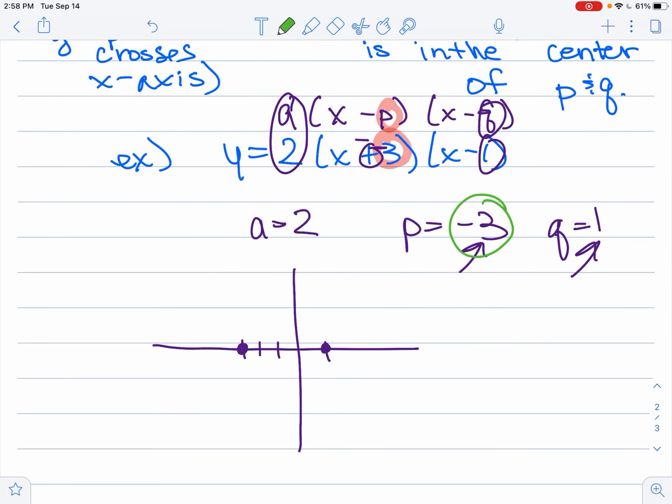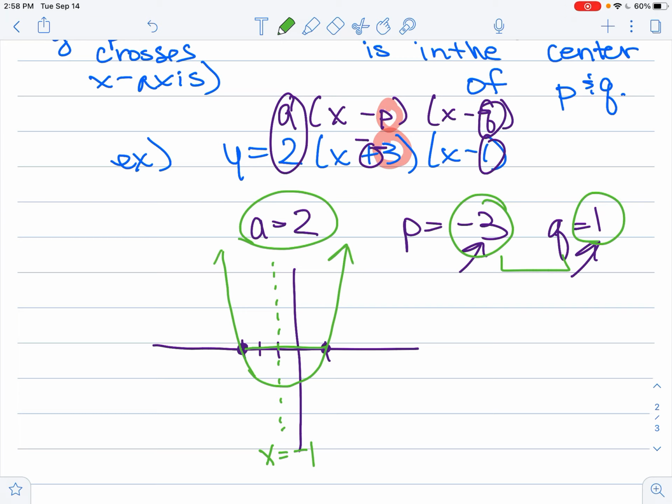We also know that in the center of these is our axis of symmetry. So what's in the center of negative 3 and 1? That distance is 4, so we can go 2 in from the right and the left, and there's our axis of symmetry at x equals negative 1. Because a is 2, it's going to be going upwards. It's going to look something like this.